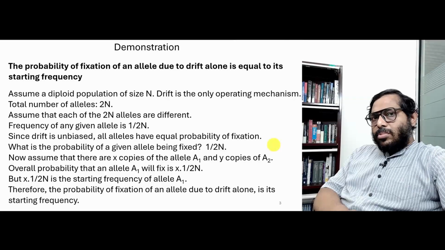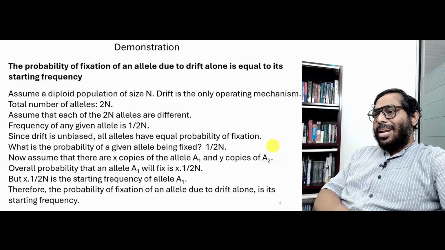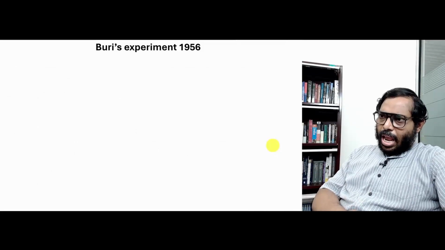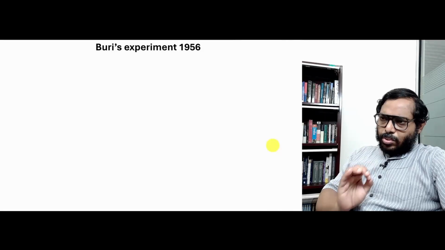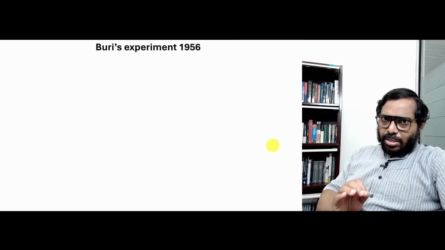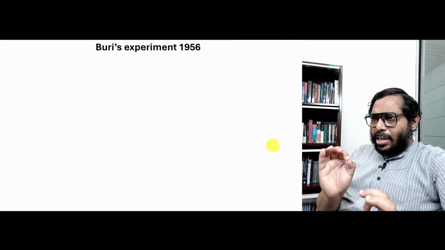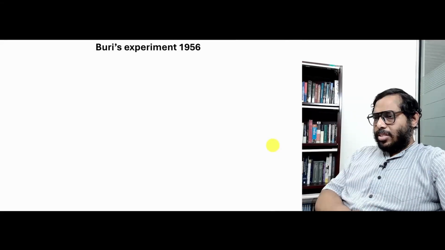Now, when it comes to drift, there was a very important, very famous experiment done in 1956 by a person called Buri, and this is an absolute textbook example. Every single textbook of evolutionary biology has a very high probability of having this experiment. So, we will spend a little bit of time understanding this one.